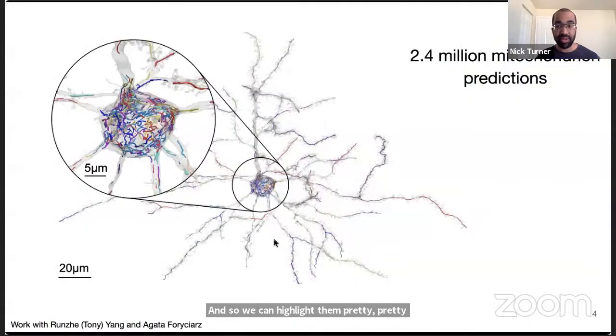What we can then do is associate each organelle with its host cell so that we can capture extremely detailed samples of mitochondrial morphology and distribution throughout each cell within the volume. Here I'm showing one pyramidal cell rendered with each of its mitochondria. Throughout the volume, we have over 2.4 million mitochondria predictions.